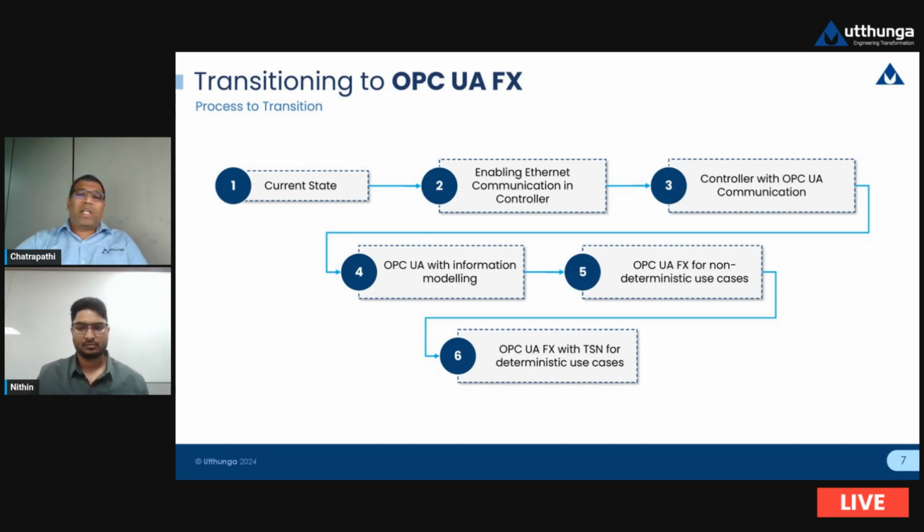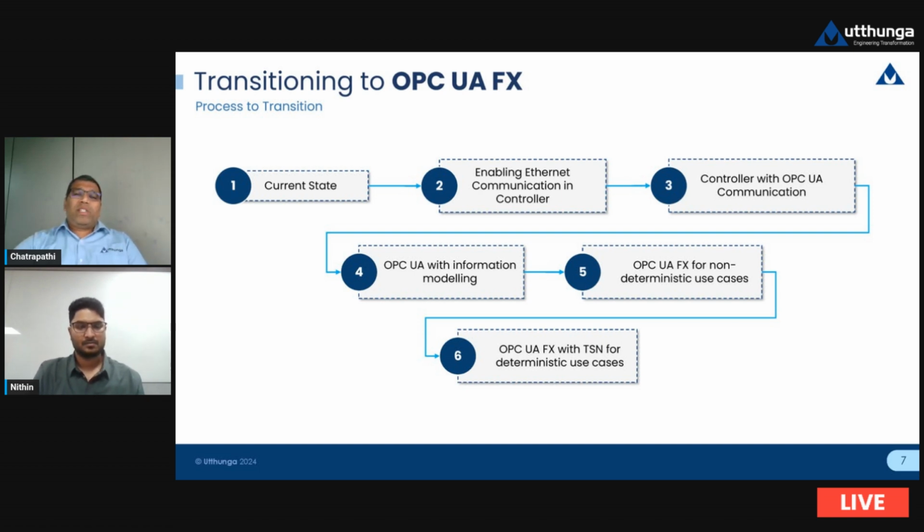So that judgment I would request the audience to make. But at a high level, this is what it looks like. So imagine a machine in its current state where different components and controllers are used, and with different types of physical layers, and then different communication protocols, different data models, and so on.